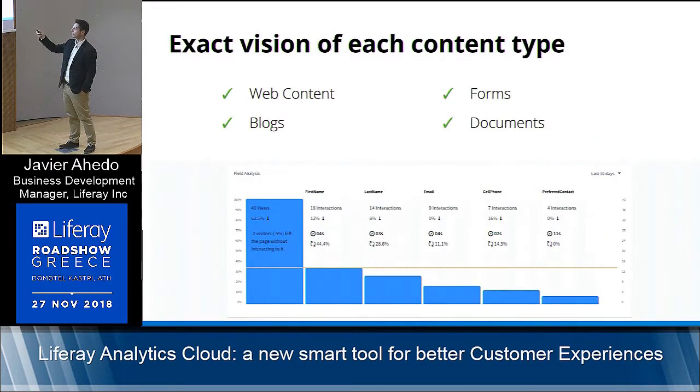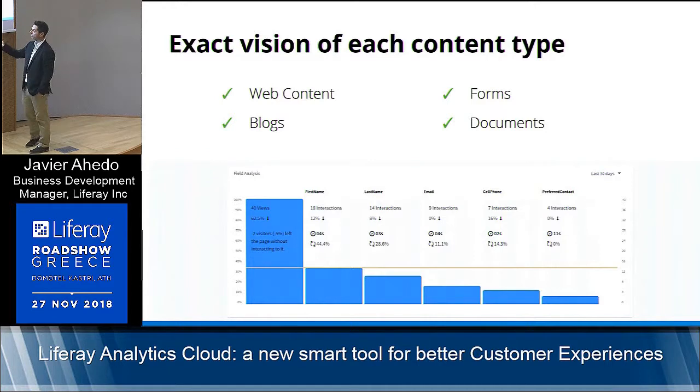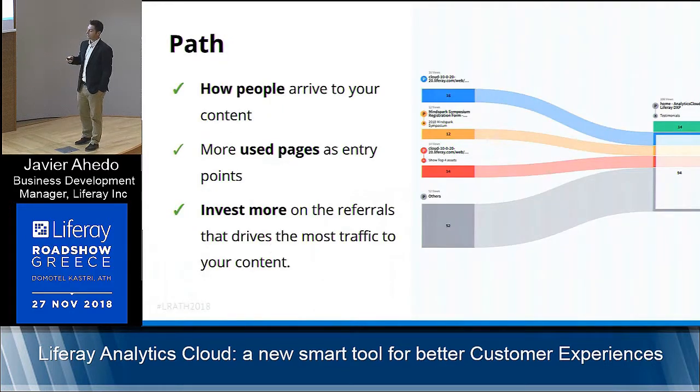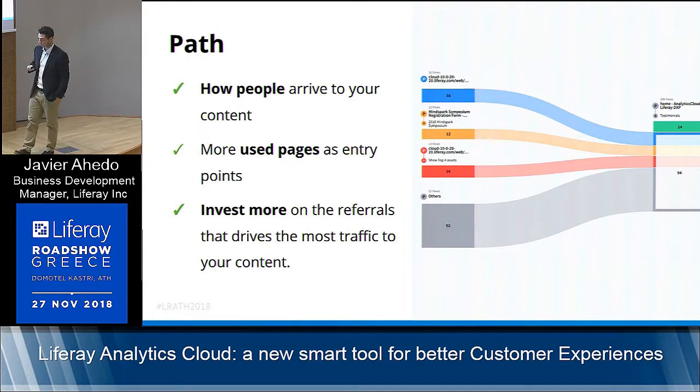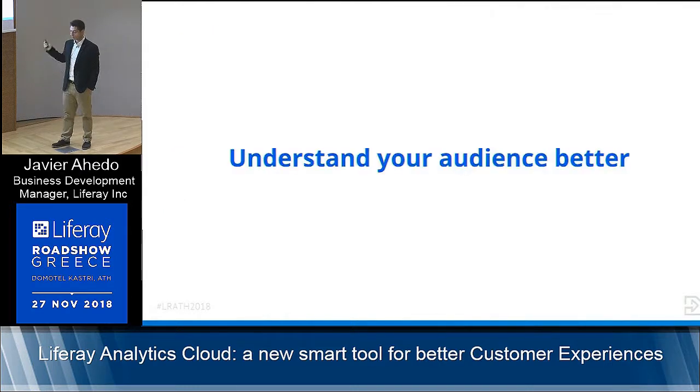We can collect information only for specific assets. One of our assets is forms, and we can measure the individual fields and individual behaviors of the users. I'll show you in a demo then. The path is important too, where users came from to our page. So we can know if a marketing campaign is working or not working. Using this path, it is easy to see it here and understand our audience better.